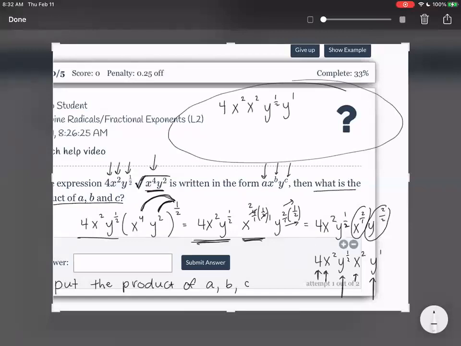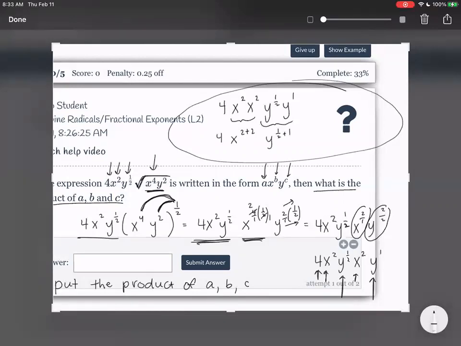So all I did here was just reorder it so that the x's are together and the y's are together. And then from here, we can see a little bit more clearly what's happening. We have two pieces of x's that are being multiplied together, so that means our exponents get to be added, 2 plus 2. And for this piece, they are also being multiplied together, so the y's get their exponents added as well.